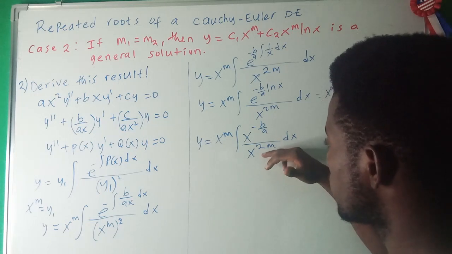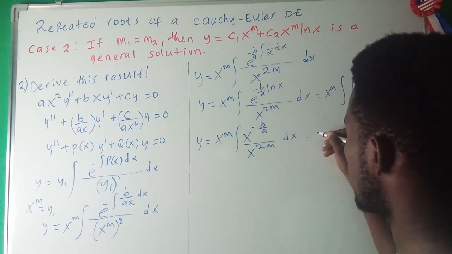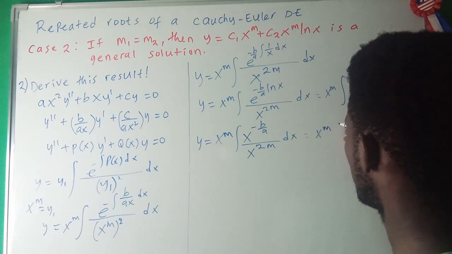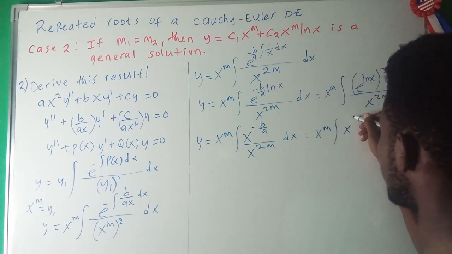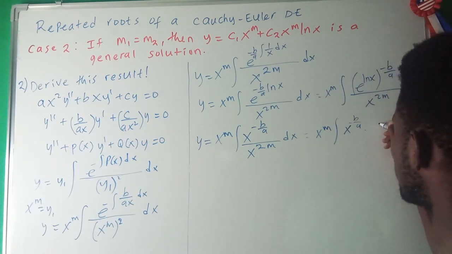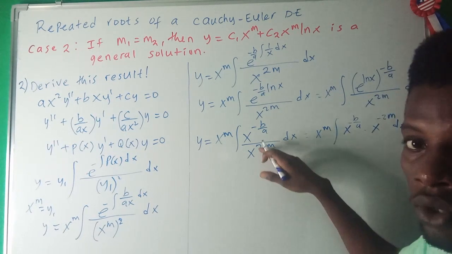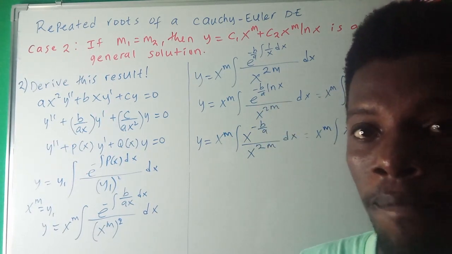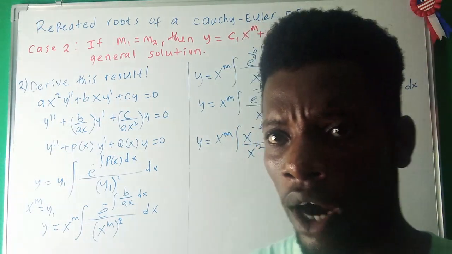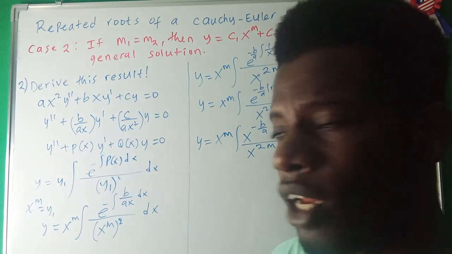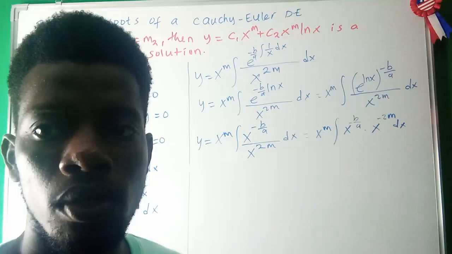Now, if we send this expression up, we have x to the power m, the integral of x to the power negative b over a times x to the power of negative 2m dx. This goes up, it becomes negative 2m. Now we want to derive a particular expression here that will be needful for the value of m.